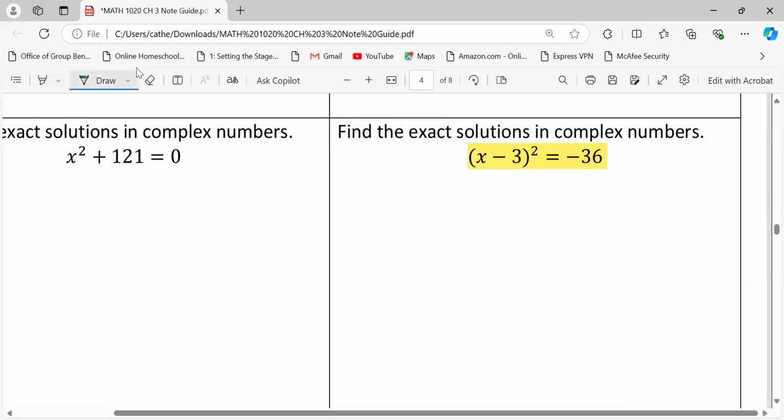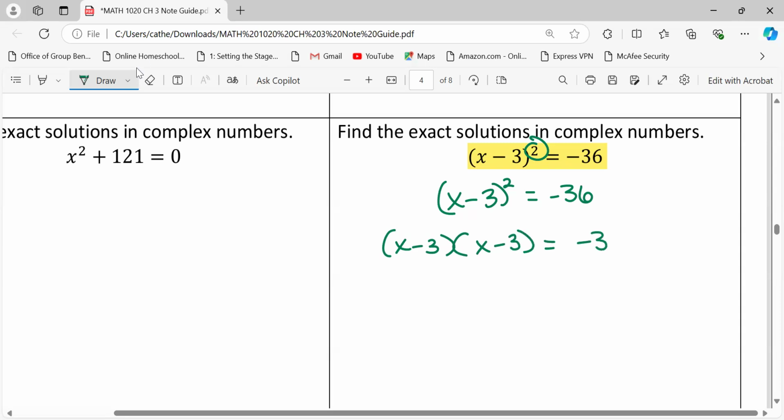So the issue here is, this is the problem here. It doesn't recognize that square. The programming's not such that it will take care of that for you. So we do actually have to multiply this out. So x minus 3 squared is x minus 3 times x minus 3. All right, so we're going to multiply this.